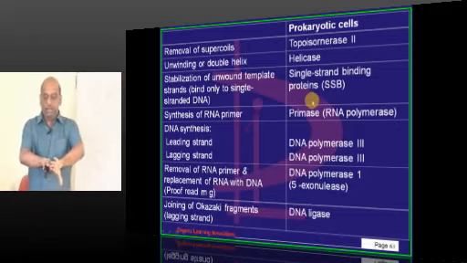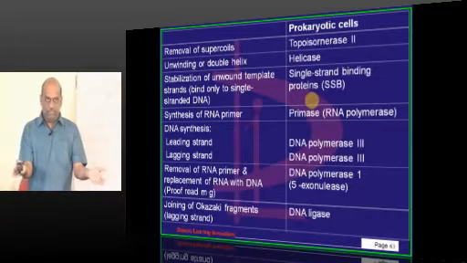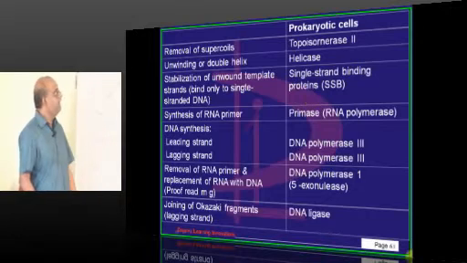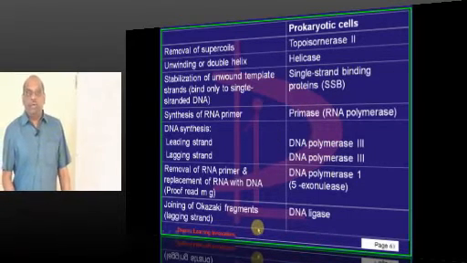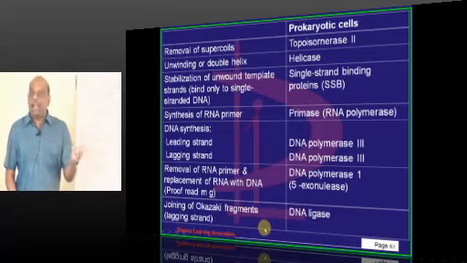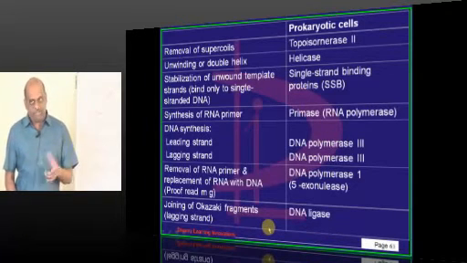Once the DNA double strand is unwound for replication, it needs to remain in an unwound state, and that is maintained by the single strand binding proteins. Before DNA replication occurs on the leading strand and lagging strand, two things.